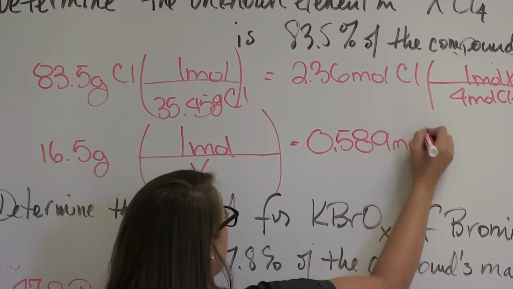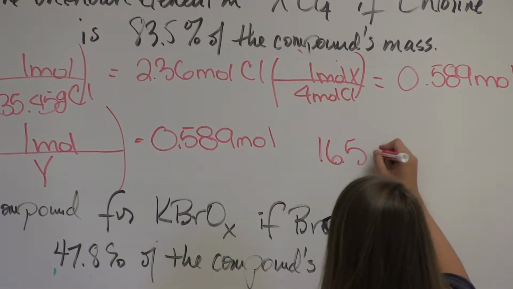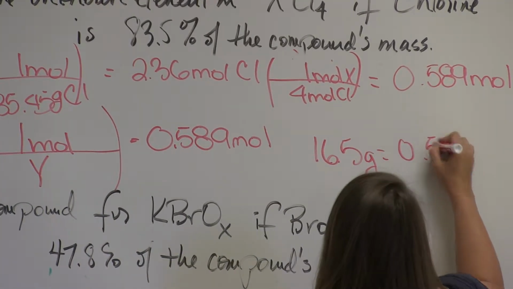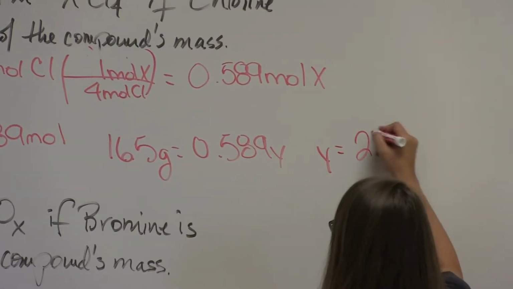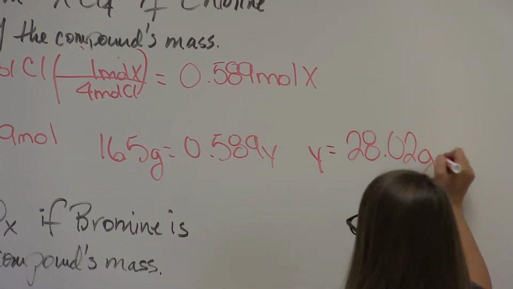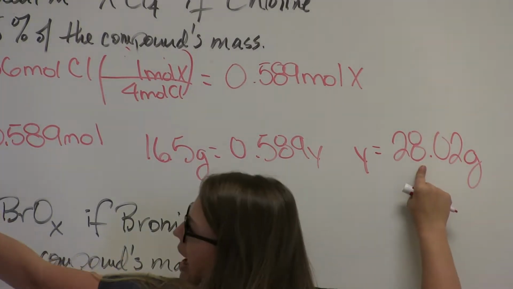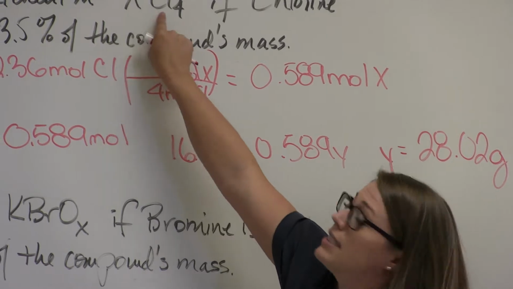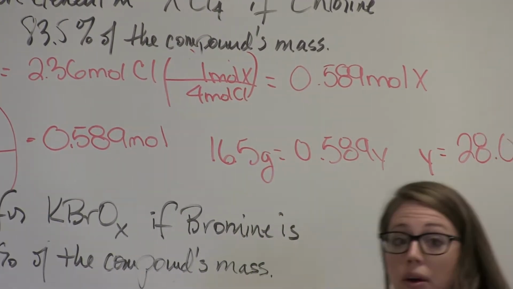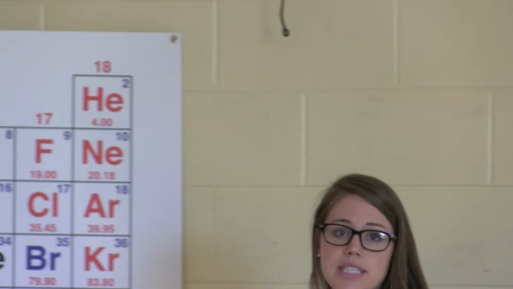0.589 moles. Okay, so if you multiply this out, you're going to get 16.5 grams equals 0.589y. So if you punch this into your calculator, you're going to get that y equals 28.02 grams. Okay, well, we still don't know what 28.02 grams is, but we do know that this is our atomic mass. So we get atomic mass from the periodic table. We know the ratio is 1 mole because it's set up here. It's 1 to 4. So we can go to the periodic table and look at the atomic masses and see which one is closest to 28.02.